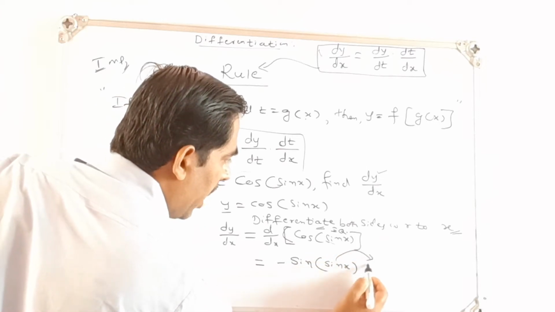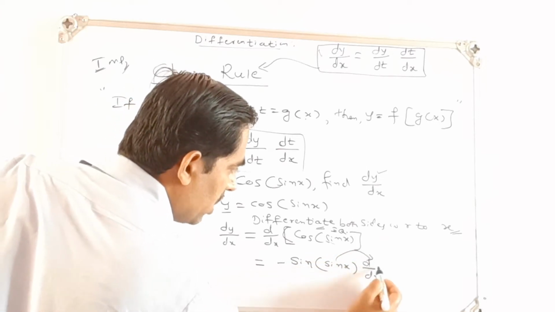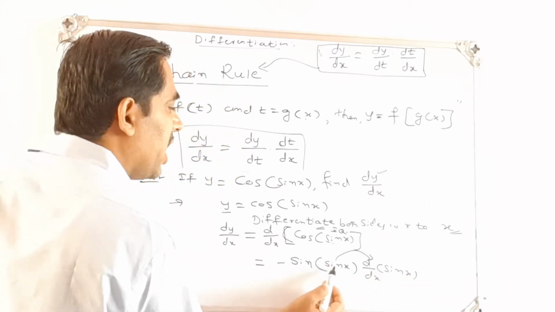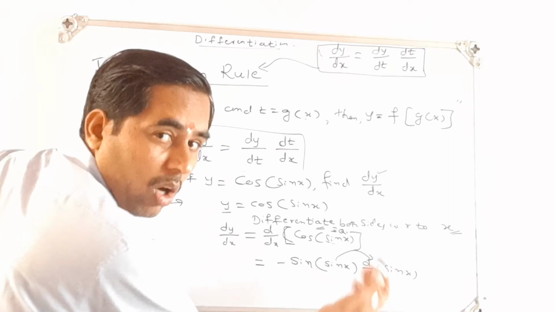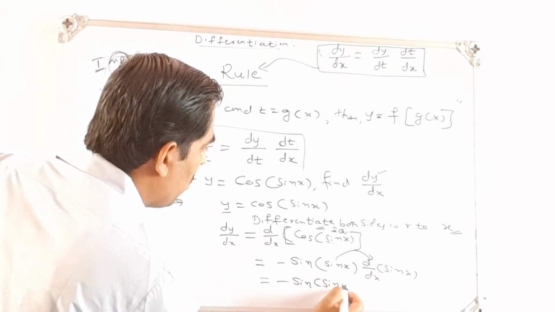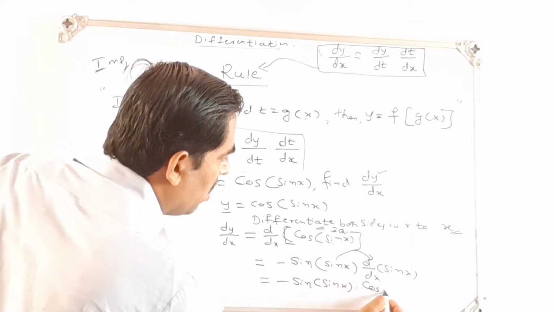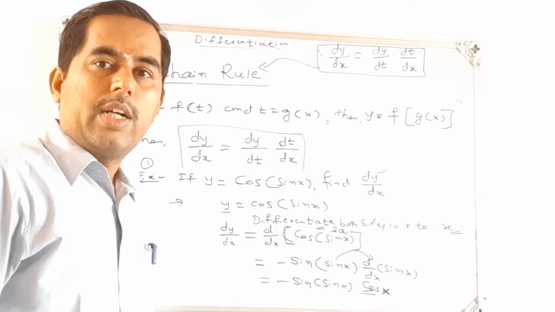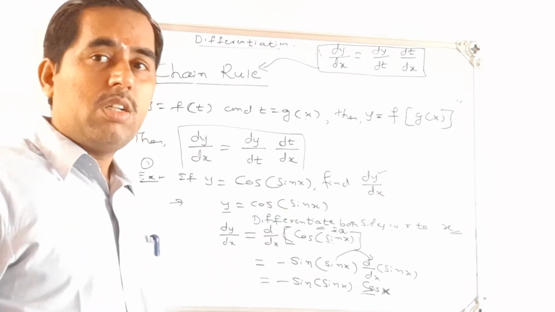I have to take the derivative of this sin x, or I can write the derivative of sin x directly. Minus sin of sin x into the derivative of sin x, which is what? Cos x. That I should write in the next step. Minus sin of sin x into the derivative of sin x, which is cos x. So this is the derivative of the given function, which is a composition function.